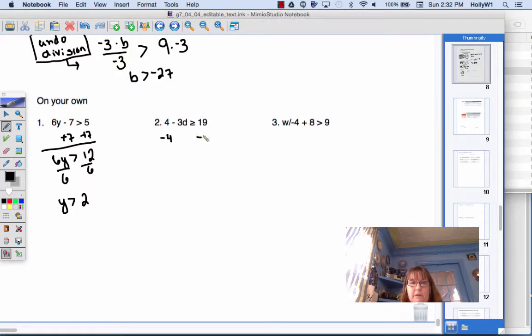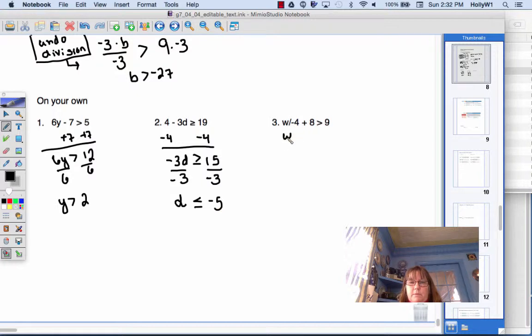Okay, welcome back. I fixed it. So we subtract 4 from both sides, and we end up with negative 3d is greater than or equal to 15. We're going to divide both sides by negative 3, and since we divided both sides by negative 3, we need to swap that inequality, so it's less than or equal to now. Negative 3d divided by negative 3 gives us d. 15 divided by negative 3 gives us negative 5.